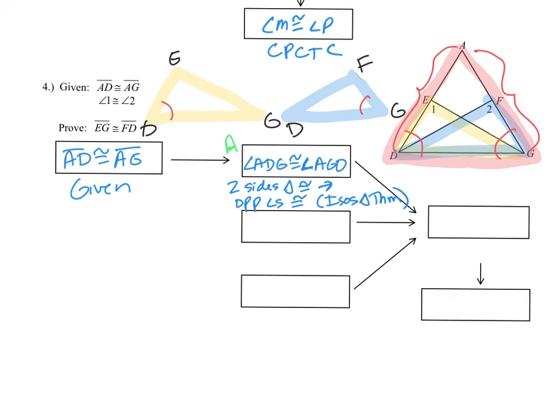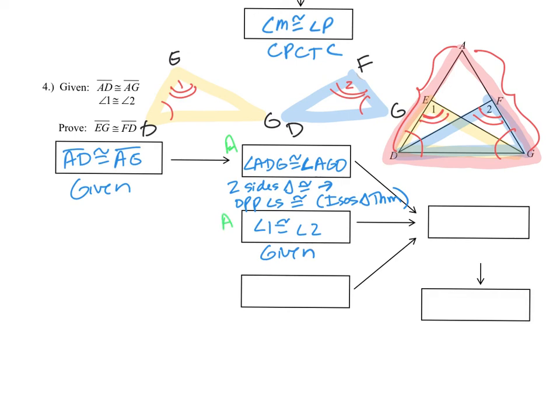Now our second piece of given information says that this angle 1 is congruent to this angle 2. Angle 1 in the yellow triangle is angle E, so I'm going to put two arcs there. Angle 2 in the blue triangle is angle F, so put two arcs there. So that's good. That gives us another pair of parts congruent. So we are going to state our second piece of given information and say that angle 1 is congruent to angle 2. The reason that is true is because it's given information, so that's a second pair of angles congruent.